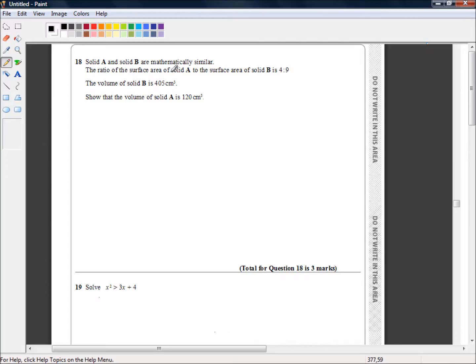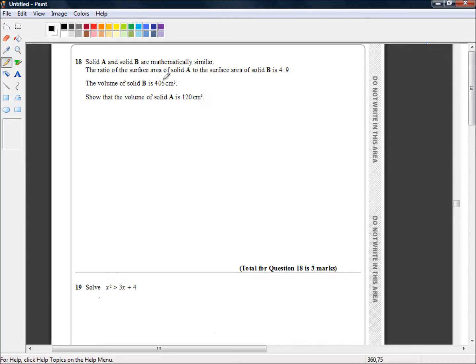Solid A and solid B are mathematically similar. That means if the ratios of the lengths of one shape, the other shape will have to have the same ratios of lengths. The ratio of the surface area of solid A to the surface area of solid B is 4 to 9. The volume of solid B is 405 centimeters cubed. Show that the volume of solid A is 120 centimeters cubed.